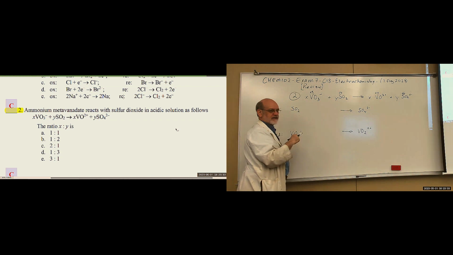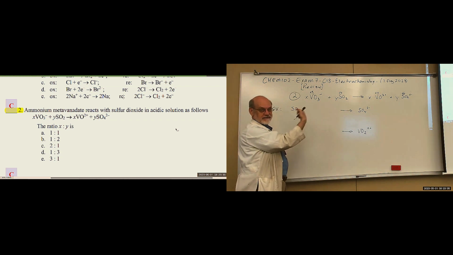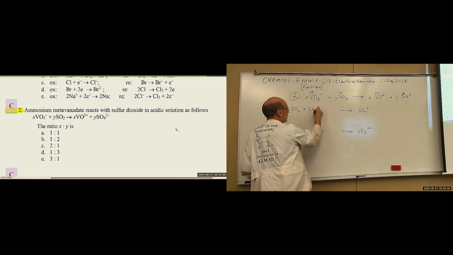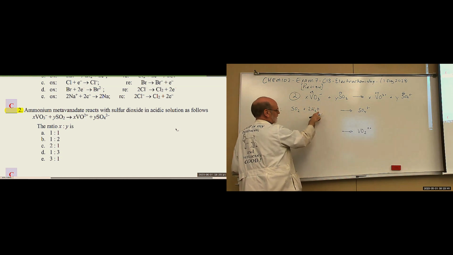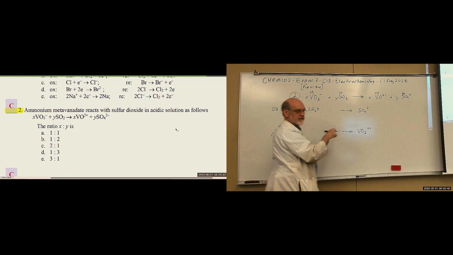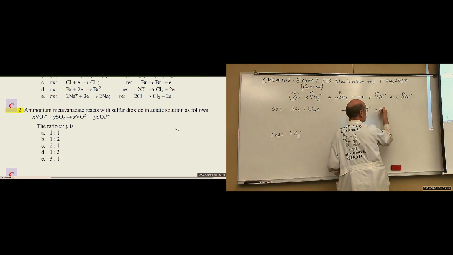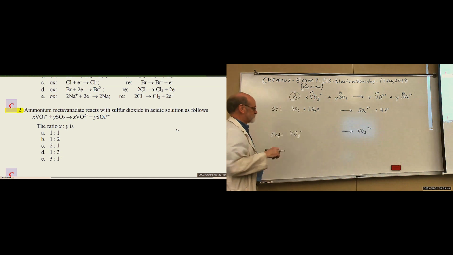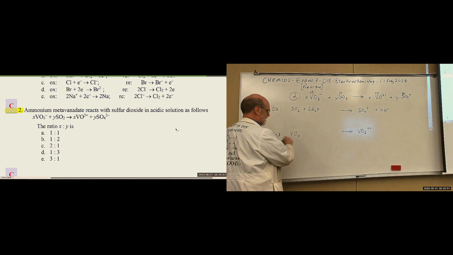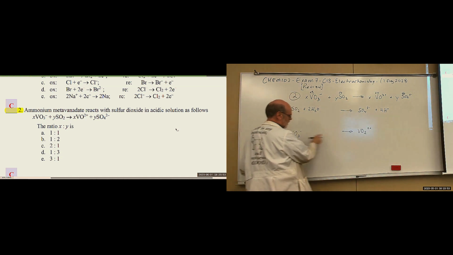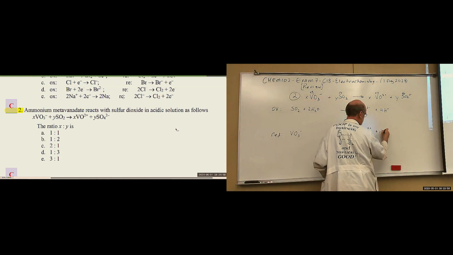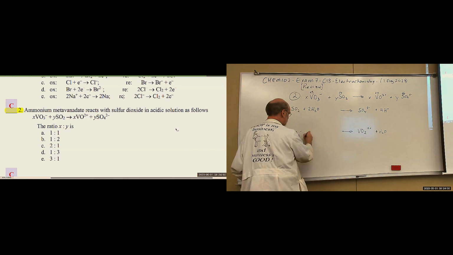Which side does the oxygen need to go on? This side. So we need 2 oxygens here, right? That's 2 oxygens. But we added 4 hydrogens. So the hydrogens have to balance over here. We got 3 over here and 2 there. That means we need another oxygen over here and 2 hydrogens over here.